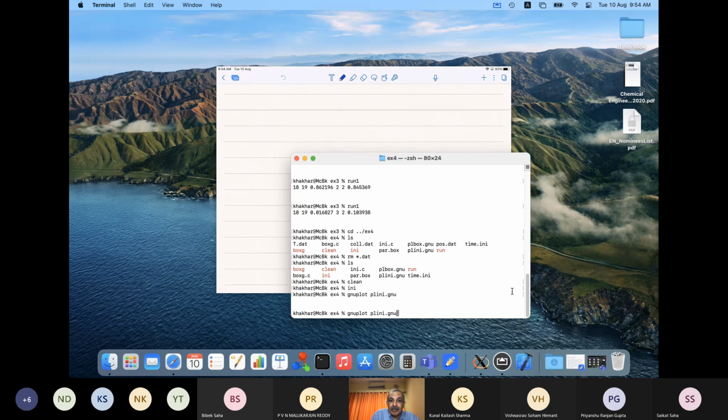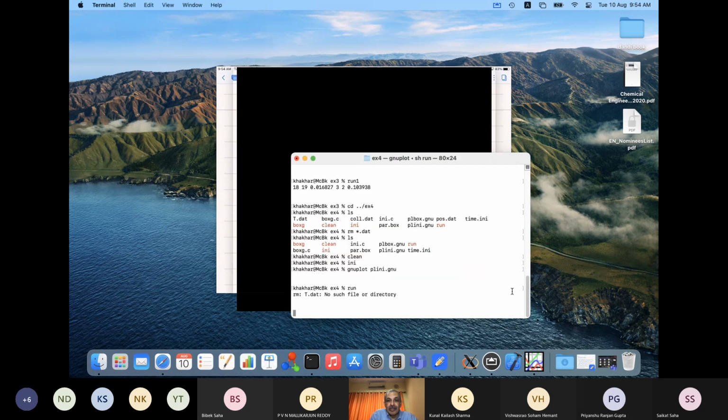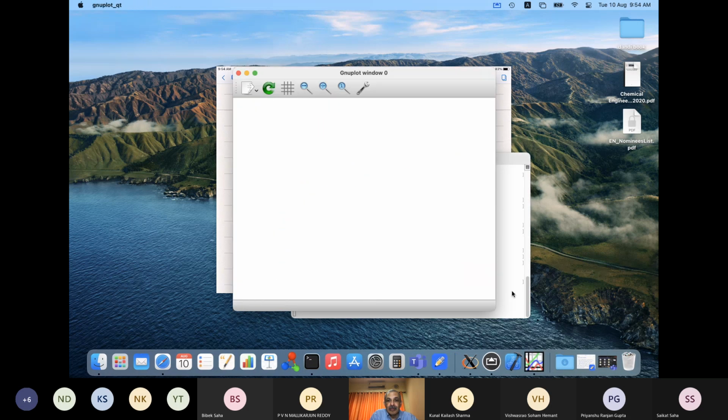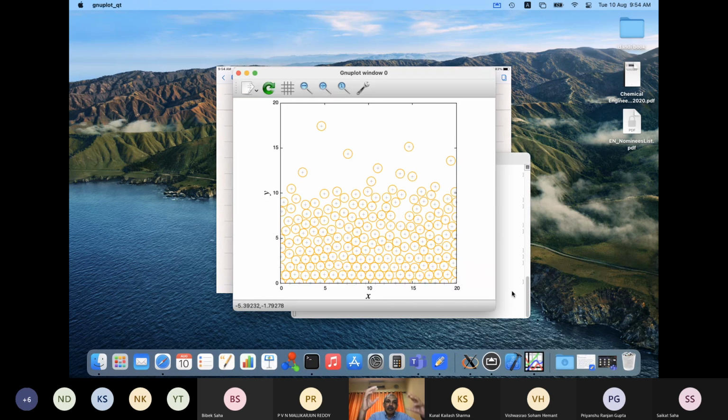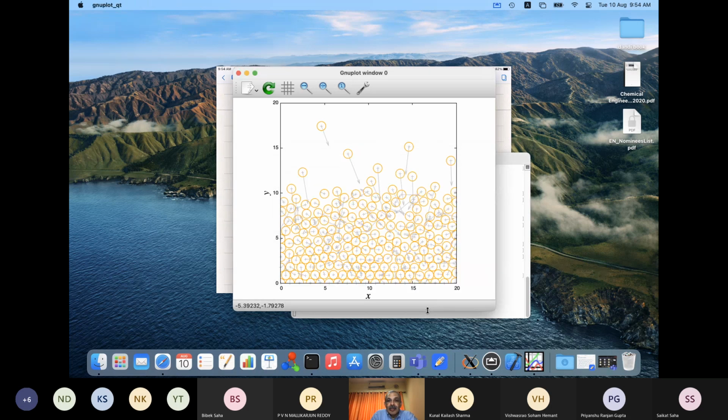So what actually happens here is, if I run it, you see this is the initial, it's plotting still. So it ran, and look what happened. All the particles have just settled down, and look at the time, average collision time, 0.0009. Because now the particles are so close, you can see their velocities, they're all going down, but for the particles down here, their velocities are almost zero.